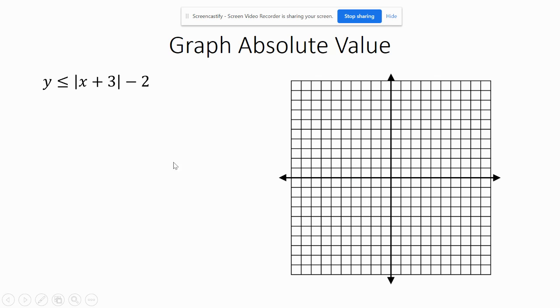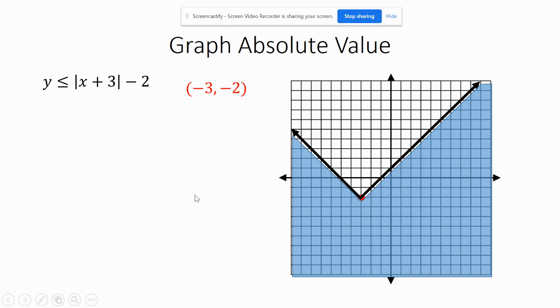This is going to be the same problem, but now I have a less than or equal to. My vertex is still at that same negative 3, negative 2. It has a bar underneath of it, so that means the line is part of the solution. But this time if I'm standing on that vertex, that red dot, I'm looking for y values that are less than or smaller. Y values that are less than are below the line, so I would shade below like that.